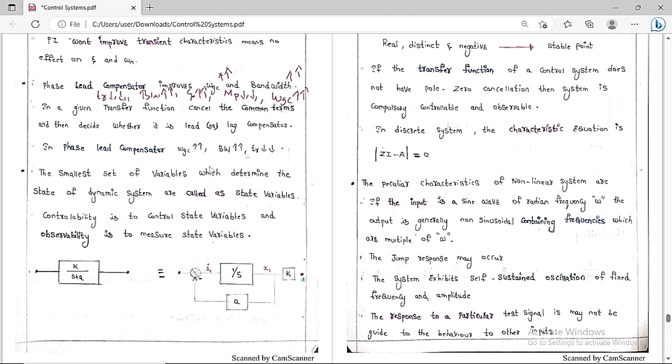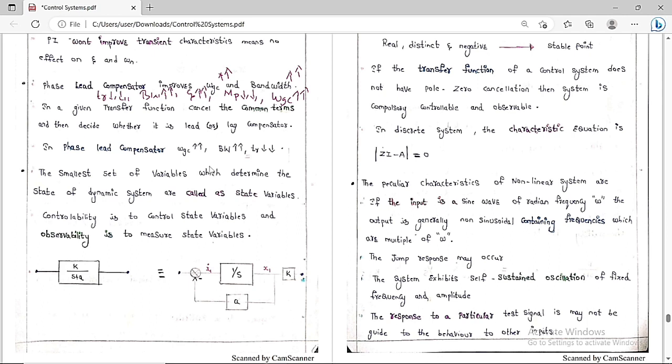So finally I can say, controllability is basically used to control the state variables, whereas the observability is basically used to measure the state variables. So this point you always have to keep in your mind.